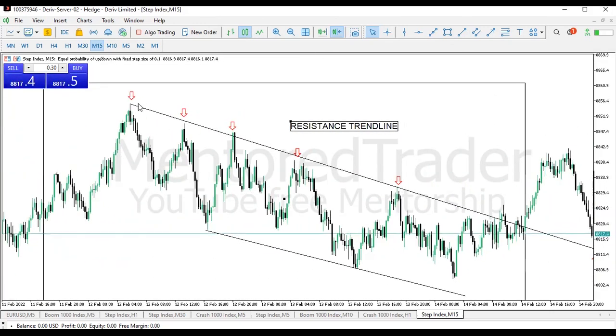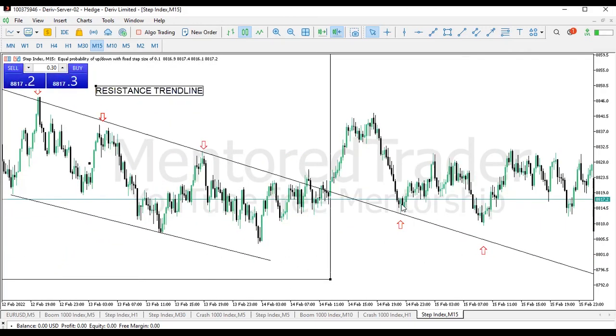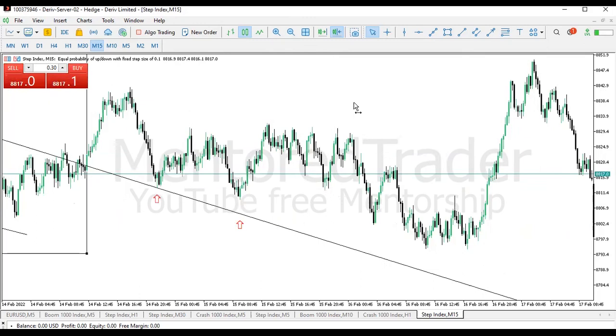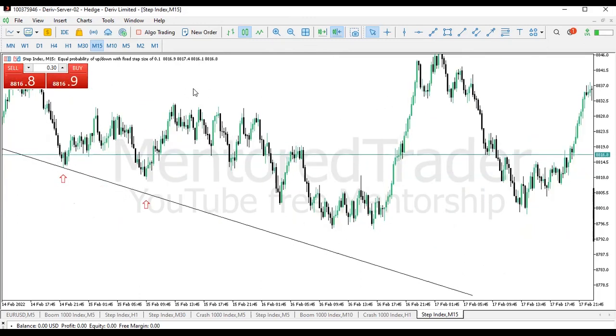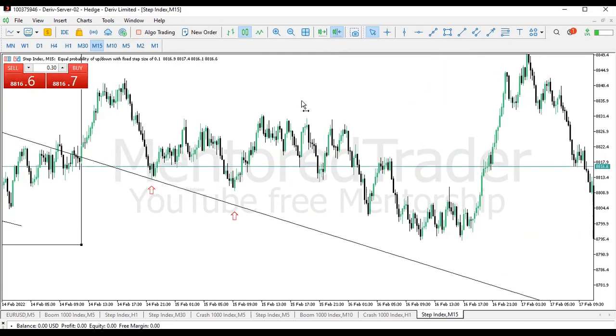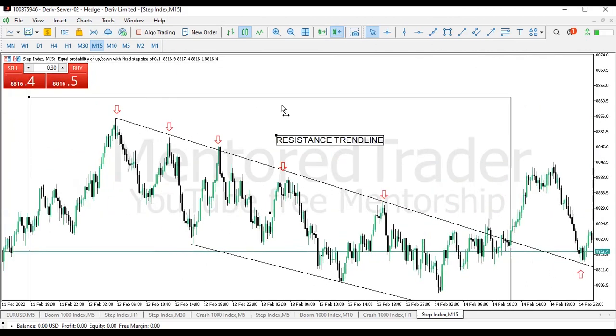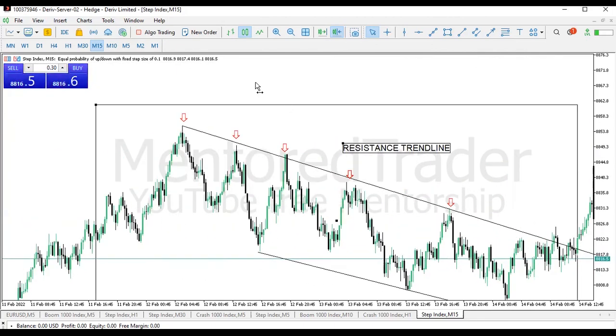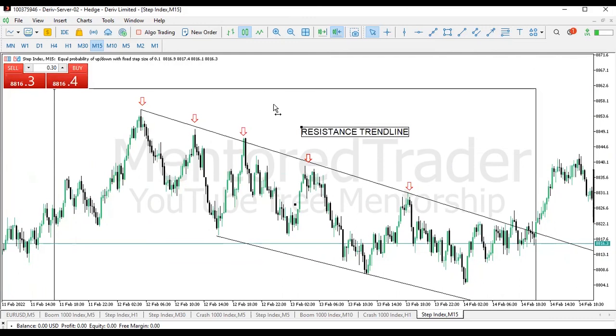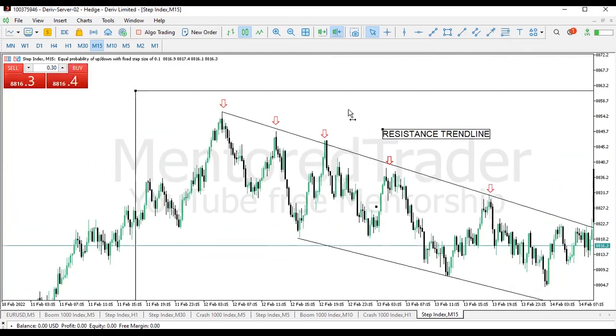This one here, it's a resistance trend line. Here it became a support trend line. So this support trend line kept price above it. Okay, this one kept price above it. So more in the next video.